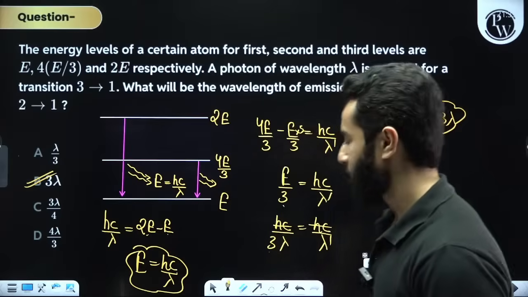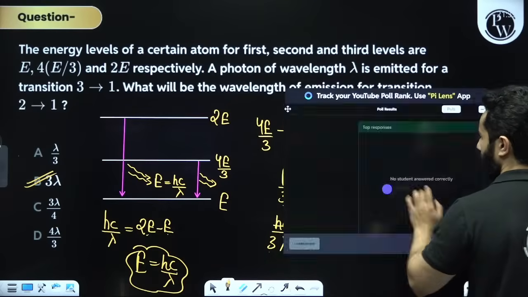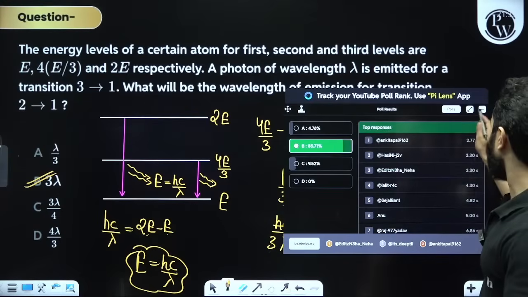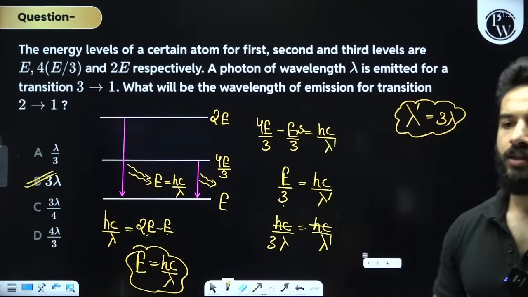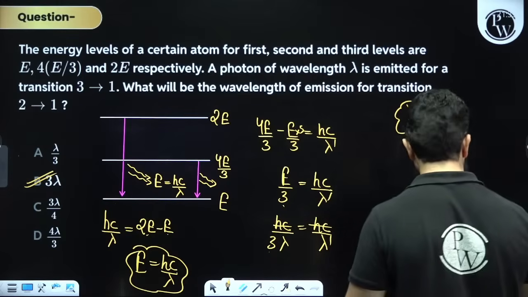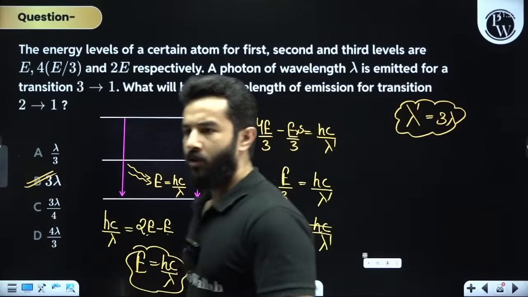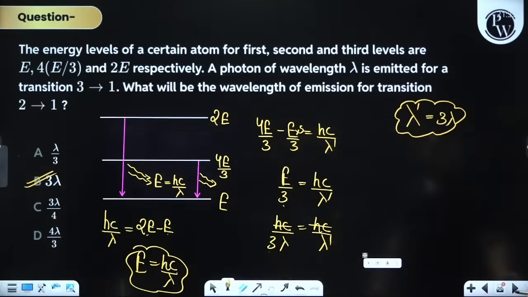Done? Chalo. Option number B. Very good. Nice problem, right? You can expect questions like these. Moving on to the next one. Quickly write down in the chat box if everything's clear till now. Be quick. B is absolutely correct.